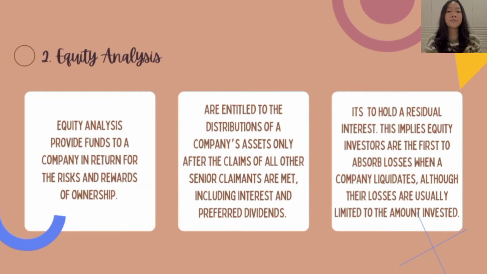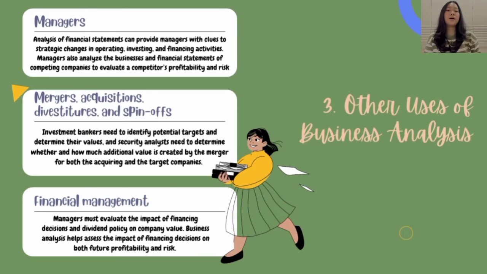are senior to it. This means equity investors are entitled to the distribution of a company's assets only after the claims of all other senior claimants are met, including interest and preferred dividends. As a result, equity investors are said to hold a residual interest. This implies equity investors are the first to absorb loss when the company liquidates, although their losses are usually limited to the amount invested.